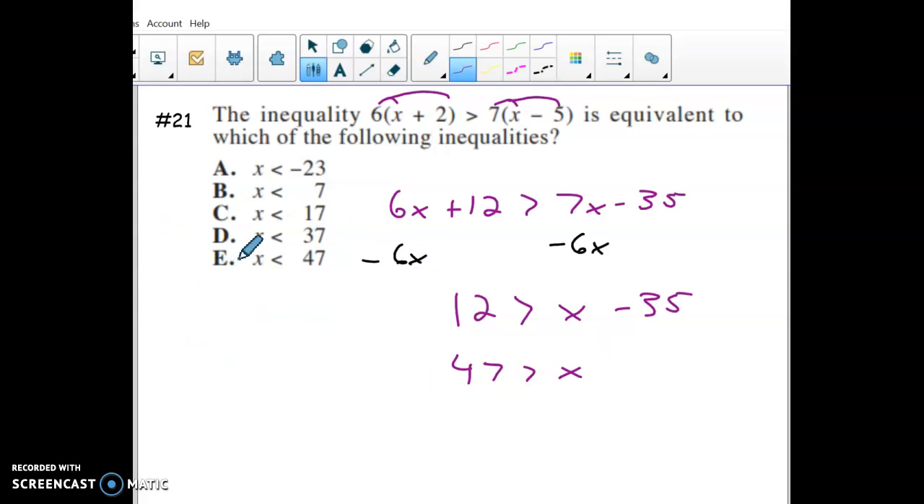Okay, and then as far as matching up, I guess you can see that it's E. If you wanted to reverse this, you could put x on this side and 47 on this side and just make sure that the mouth is still facing the 47.